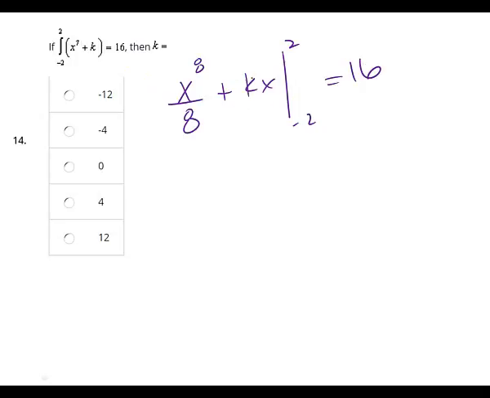Everybody okay with the kx? When you see k, it's constant. Just like a c is constant, k is also typically a constant. So it acts like a number. All right, let's put in our 2's. So what's 2 to the 8th?